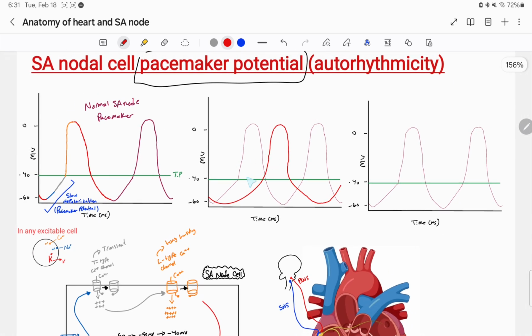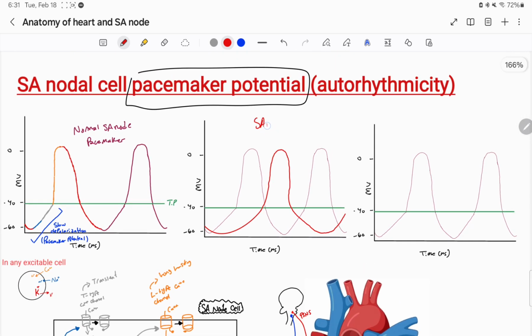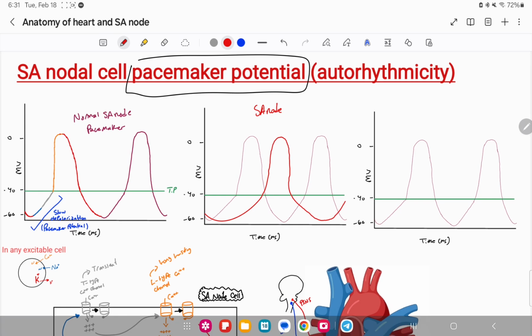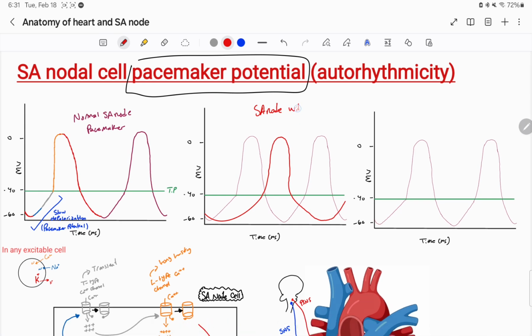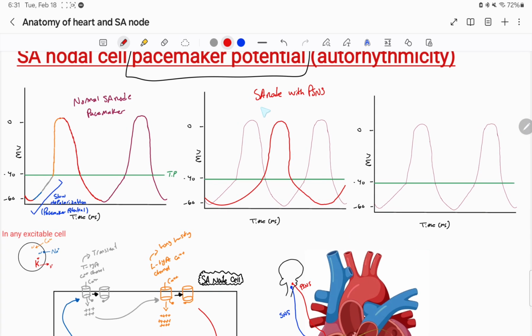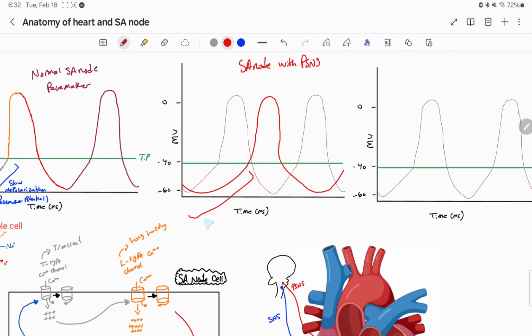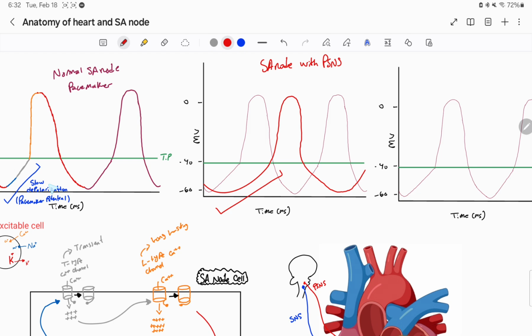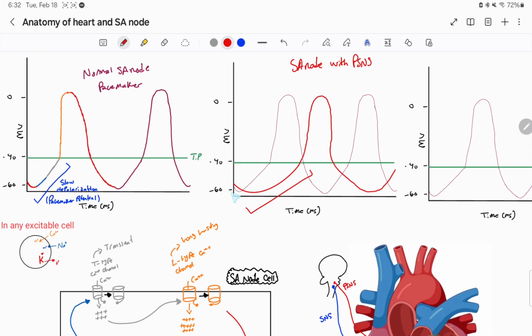Okay, so what do you notice about the SA node, but this time with the parasympathetic nervous system action? Okay, so now the parasympathetic nervous system is acting on the SA node. What happened to it? Did the peak of depolarization change? No. Did the shape of the actual action potential change? No. So what changed? What changed was this right here, the pacemaker potential. The pacemaker potential, or the slope of the actual slow depolarization. That's what changed, guys. Pay attention.